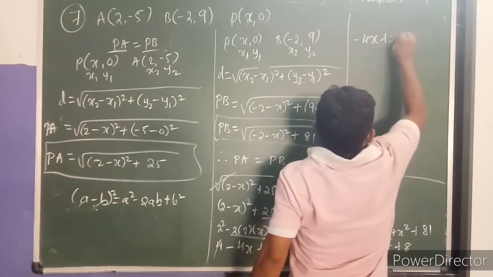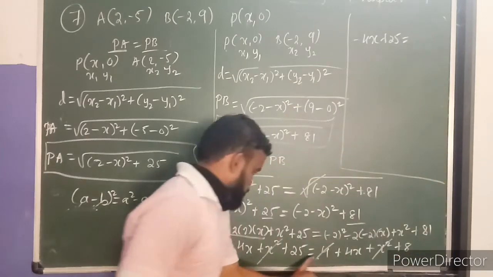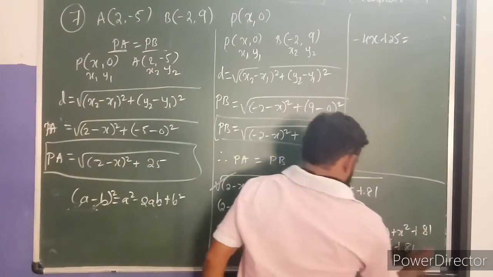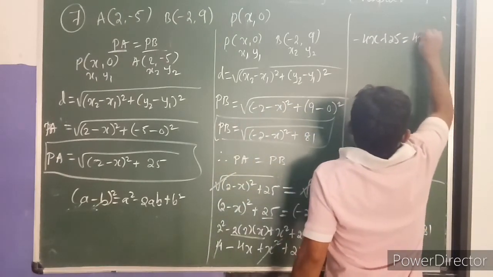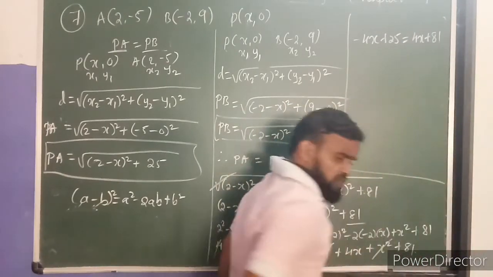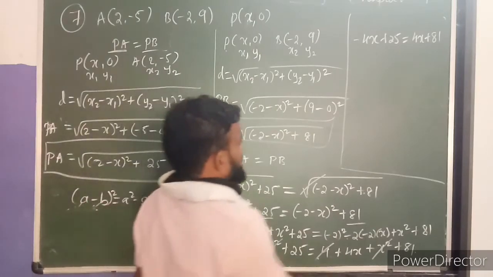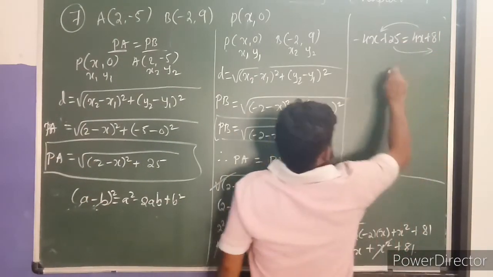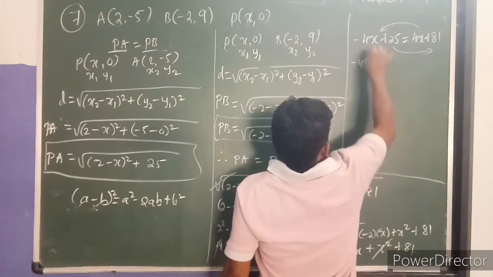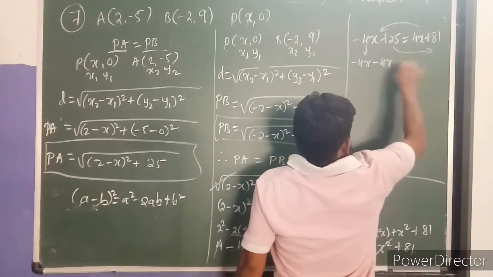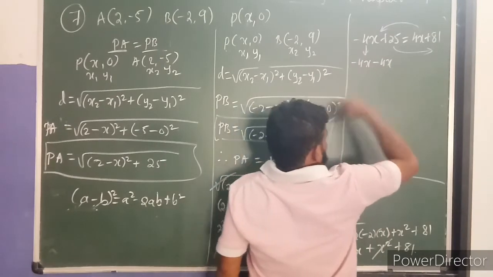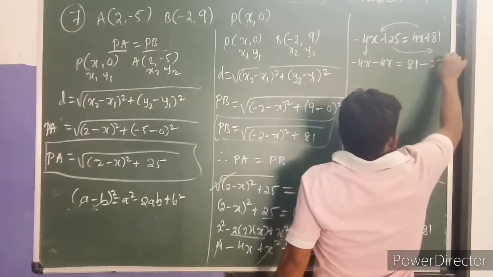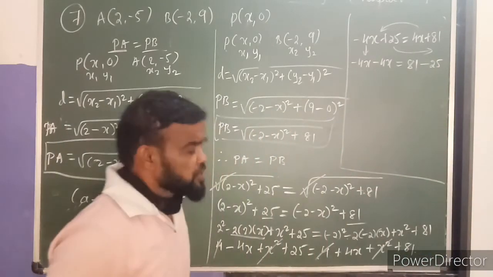Minus 4x plus 25 is equal to plus 4x plus 80. After that, if I take this side, this value, I take this side very well. Minus 4x and minus 4x plus 4x. If I take this side, it will become minus 8x. And 81, this plus will go to be minus, transpose.